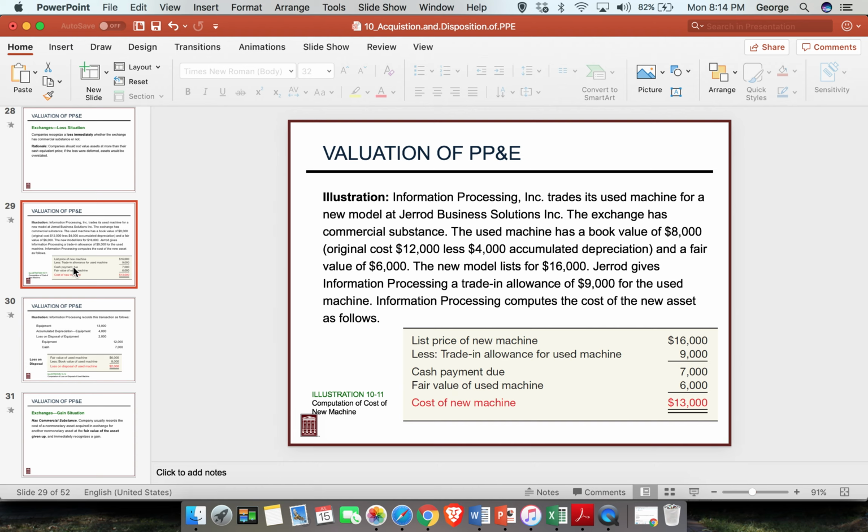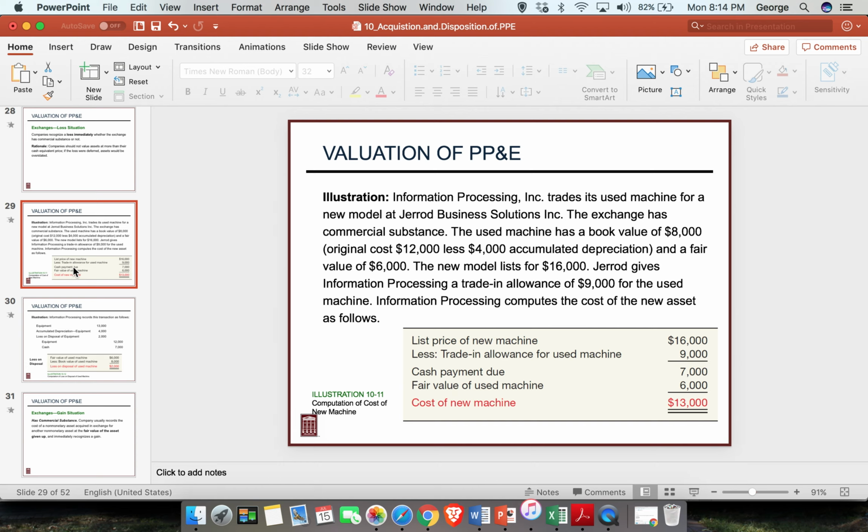Here's a couple of examples of exchanging assets. Information Processing Inc. trades its used machine for a new model at Jared Business Solutions. The exchange has commercial substance. The used machine has a book value of $8,000: it had an original cost of $12,000, less cumulative depreciation of $4,000. Fair market value is $6,000. The new model costs $16,000, but Jared will give a trade-in allowance of $9,000 for the used machine.